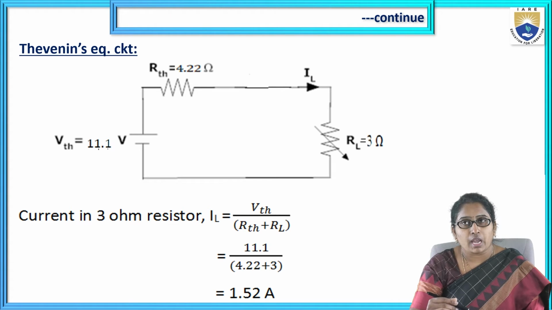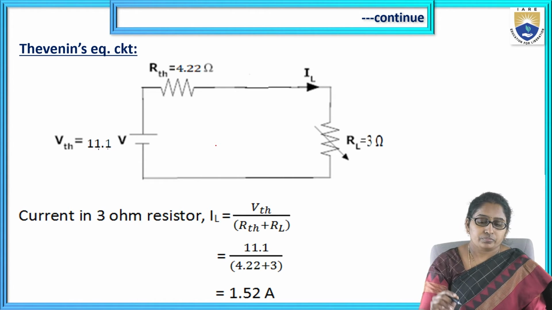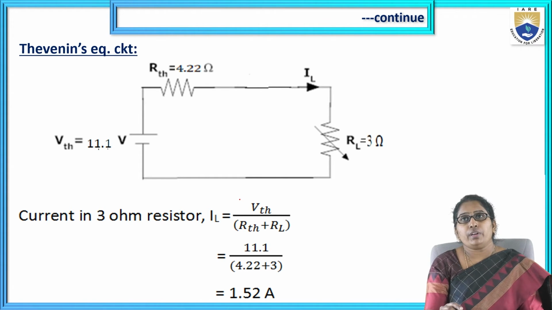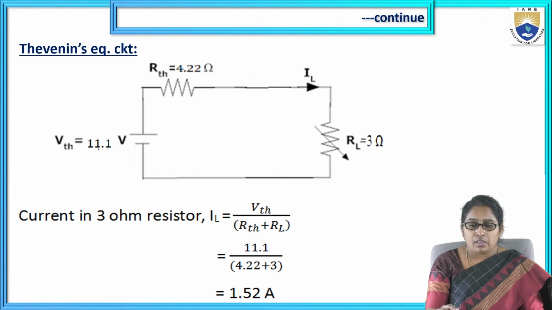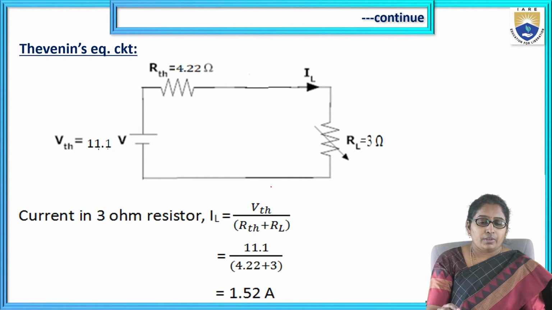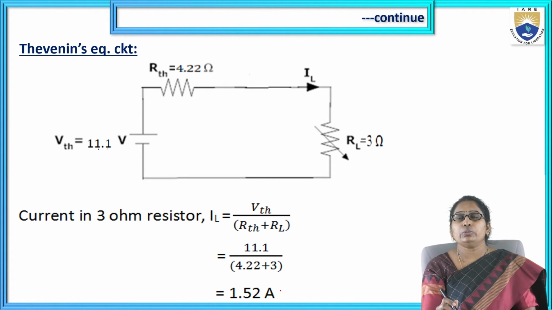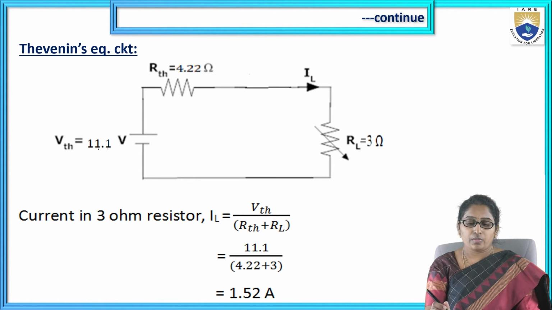We know how to calculate this IL from the basic KVL equation, or if you remember this expression, you can directly substitute. IL is equal to VTH by RTH plus RL. All values are calculated: VTH, RTH, and RL is 3. So substitute all the values, and the IL value is 1.52 amperes. So that is the answer.